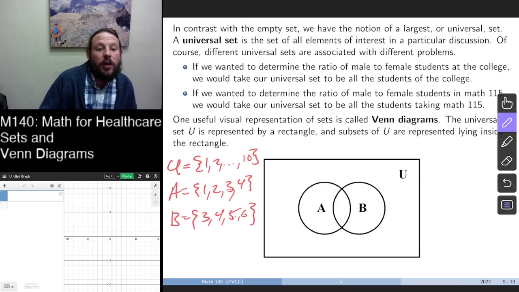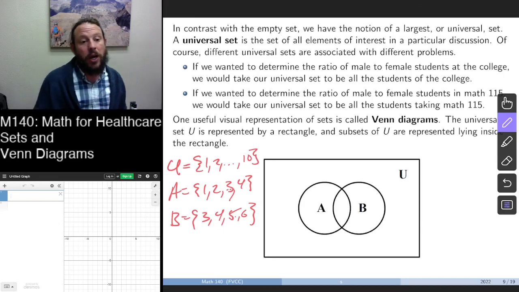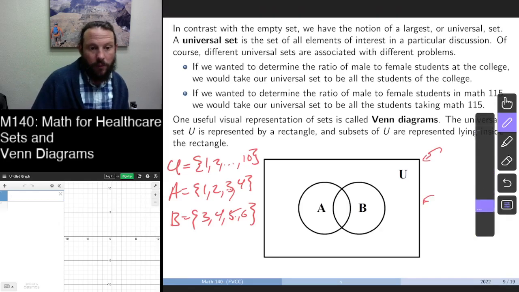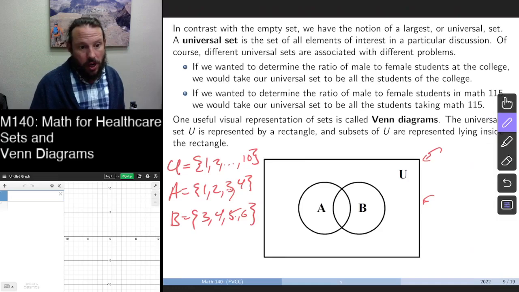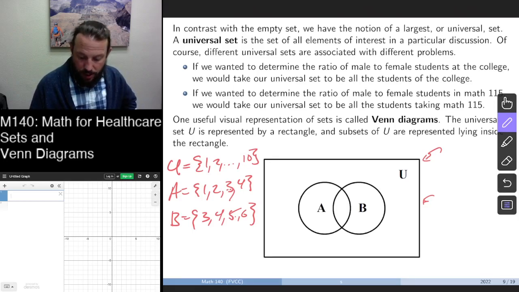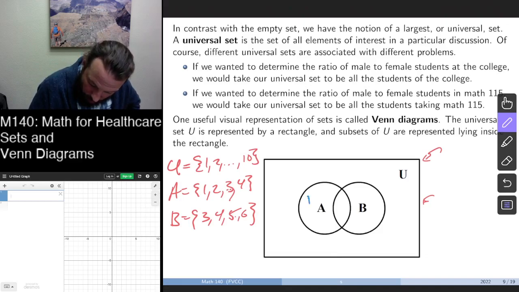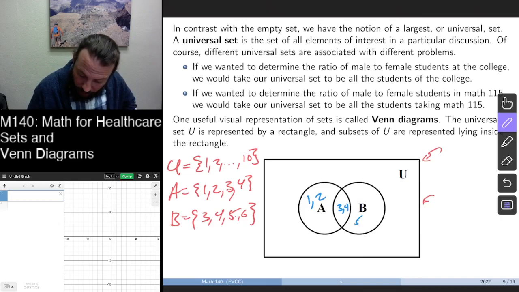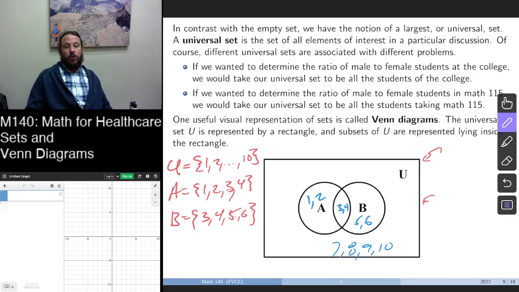So in our picture, this is what it would look like, where each of these elements lives. Remember, they all live within the rectangle, because that's our universal set. But we want to think about the regions. The numbers 1, 2, 3, and 4 are all in A. However, I'm going to write 1 and 2 out here, and 3 and 4 in the middle because they're in both A and B. Then what's left in B is 5 and 6, and out in the rectangle we have 7, 8, 9, 10 living outside of both circles.